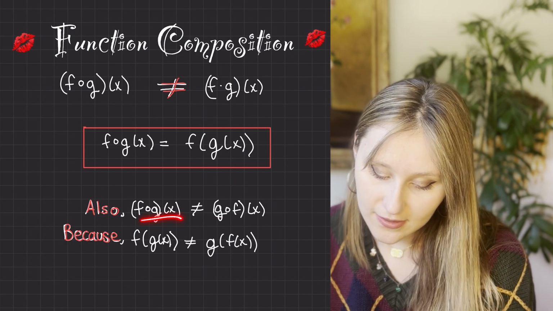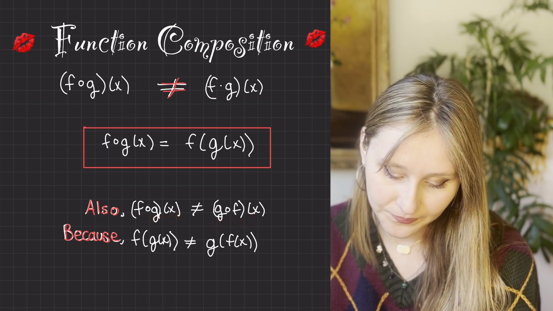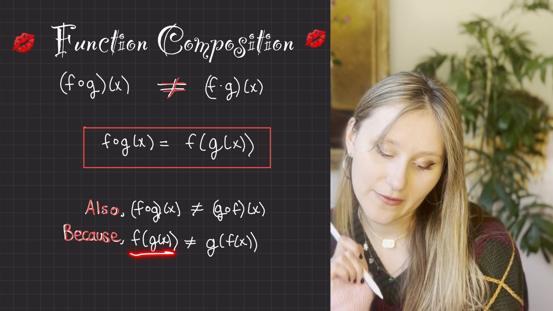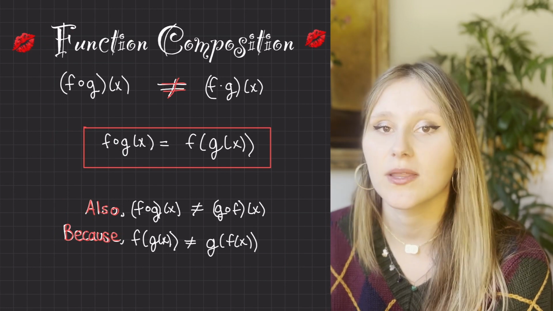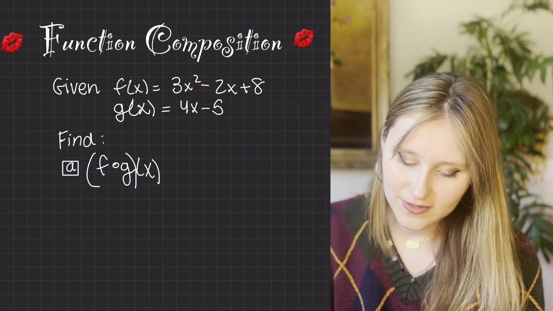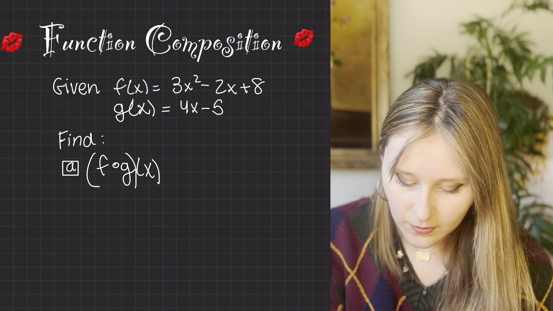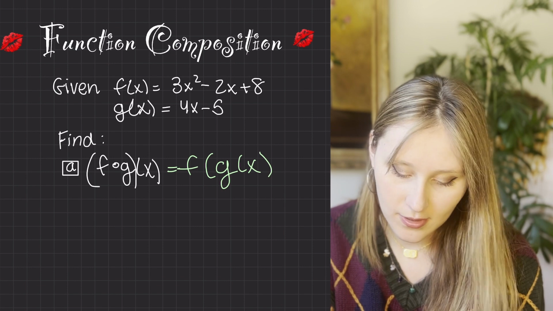So f dot g of x can never be g dot f of x. I'll explain that as well. Why? Because f of g of x is not the same as g of f of x. Who even cares about that? Let me explain more. Let us do f dot g of x. So what is that? That's the same as f of g of x.